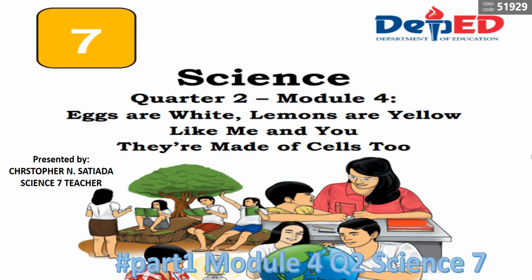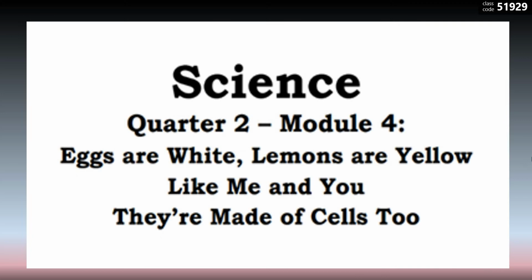This is Sir Topper, your Science 7 teacher, and this is part 1 of module 4, quarter 2, Science 7. Okay, so this is all about animal cell.